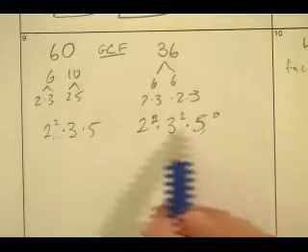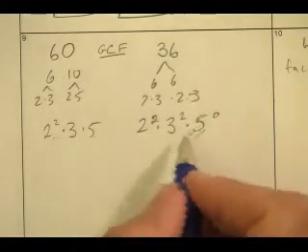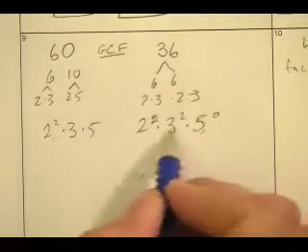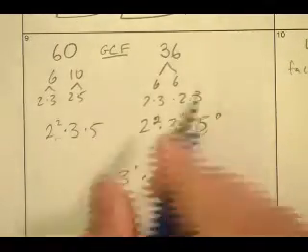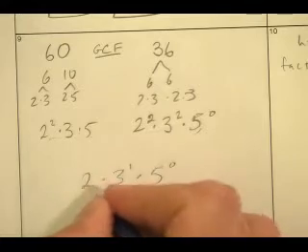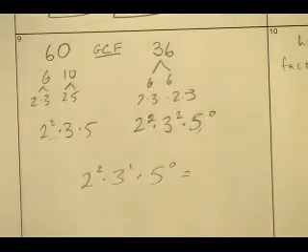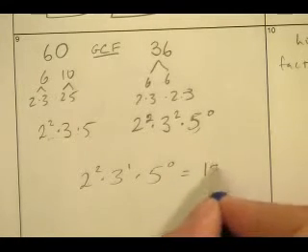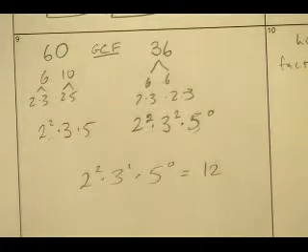Here's all the factors written out so I know what's the smallest one they share. So they share no 5's. The smallest 3 is 1. 3 to the 1. The smallest 2 is squared. 2 squared. So what do they share? The greatest common factor is 3 times 4 is 12. That's the greatest number that goes into both.